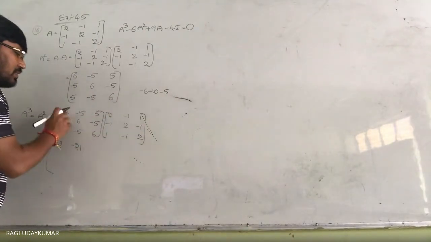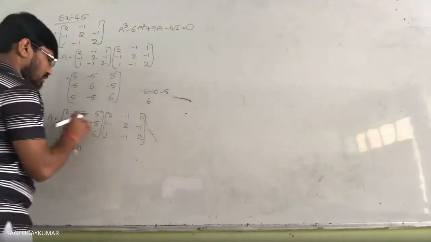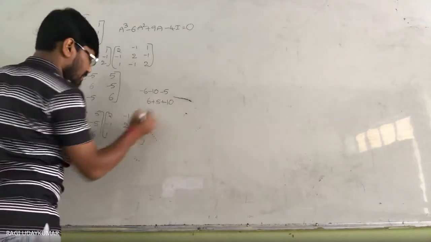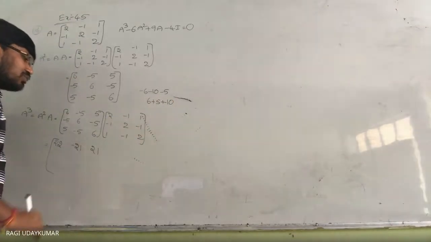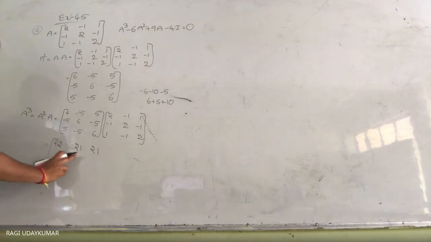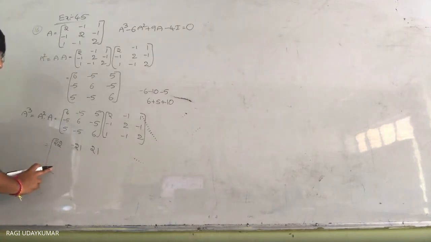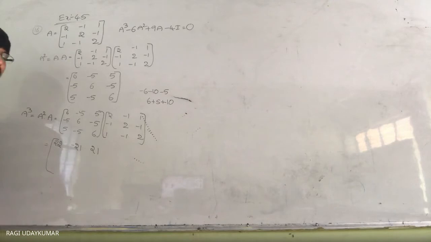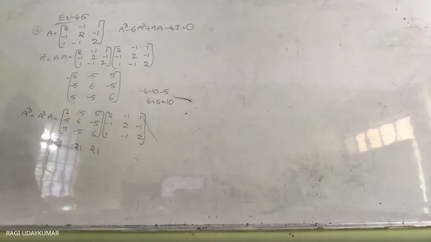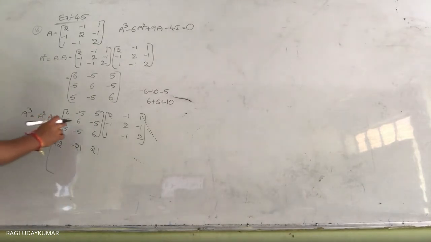This with this: 6 plus 6 plus 5 plus 10 plus 20. After seeing this, most of the students will feel that we are getting one pattern now. So directly we will write here minus 21, and here plus 22 minus 21, that is 20. Is it right? Yes, we will get it. You can check it here.